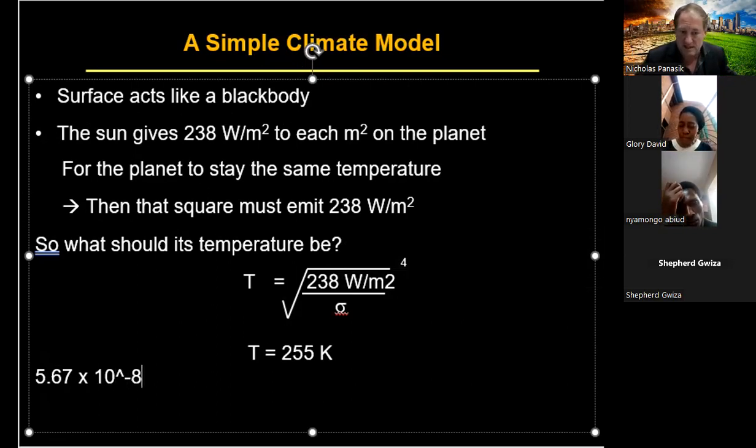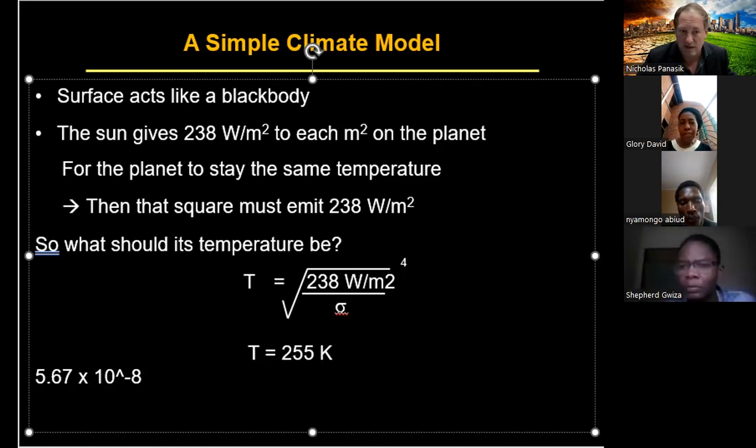And so when you divide something by 10 to the negative 8, it's going to be like multiplying it by 10 to the 8th, right? So it's going to be a lot more. So it'll be a very large number. So this 238 will end up being pretty large.